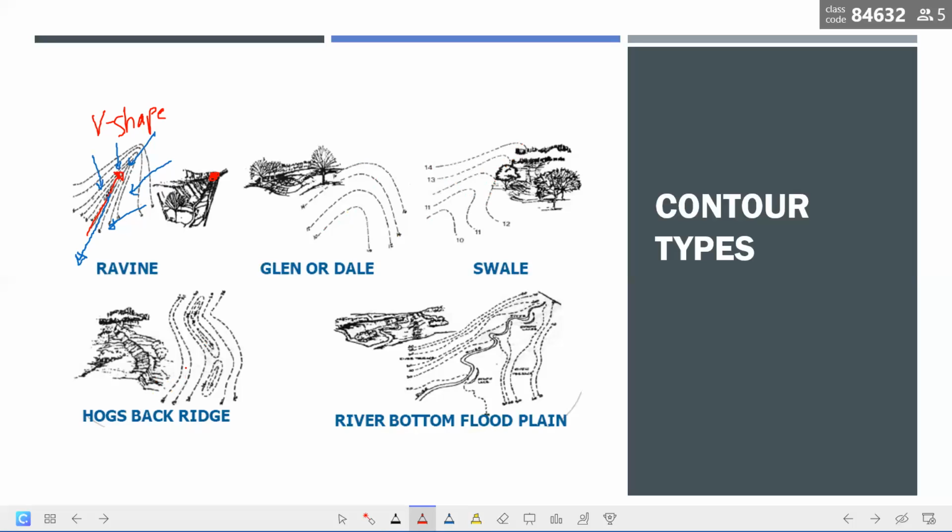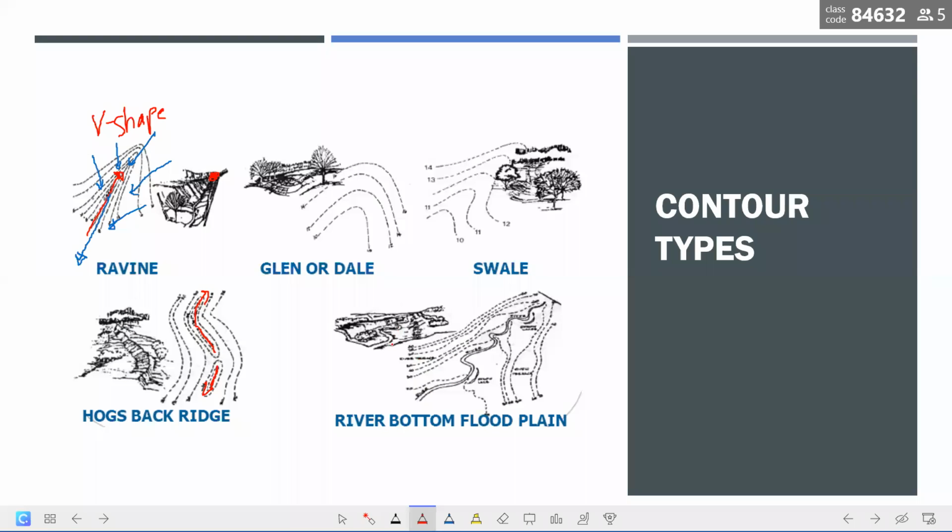A hog's back ridge, like the camelback ridge, refers to multiple protrusions, but usually the ridges are flatter, and they are sort of arranged in a linear fashion, like so.